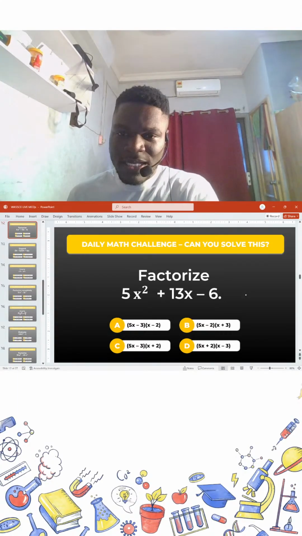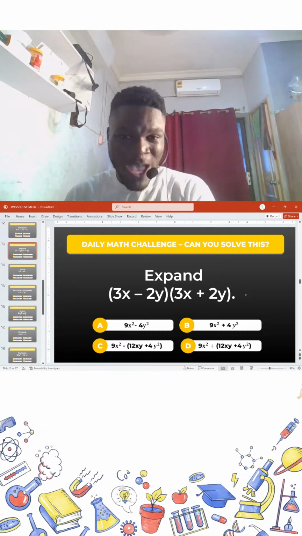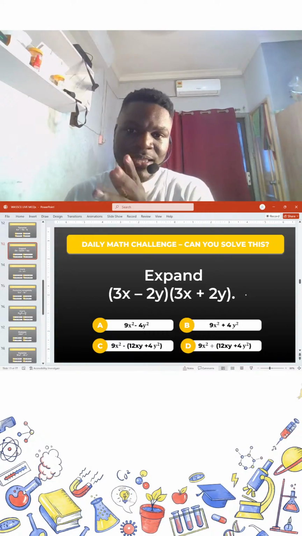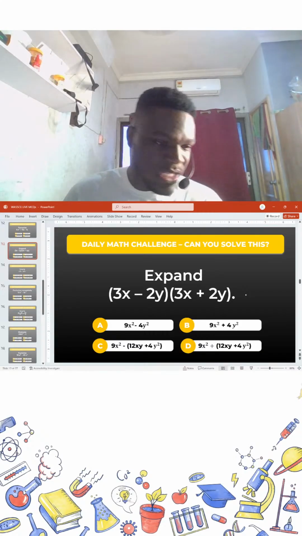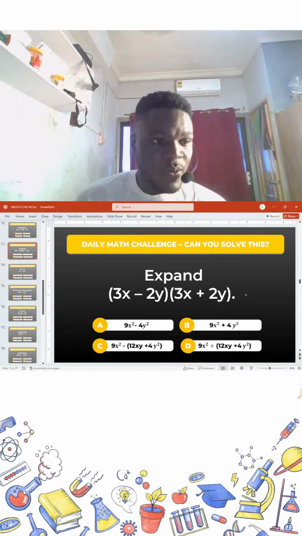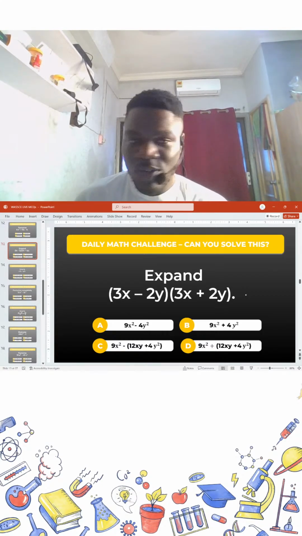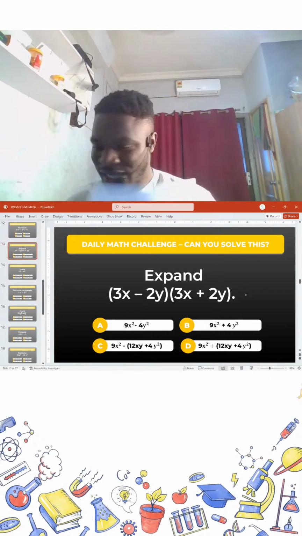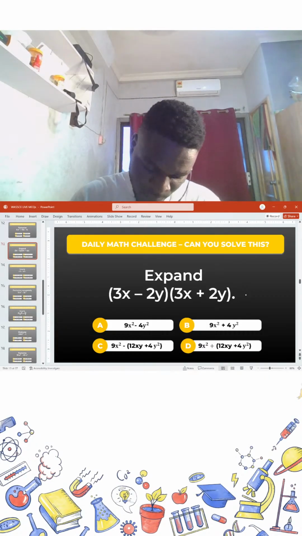Now let's look at the next question. We have to expand 3x minus 2y, bracket closed, another bracket, 3x plus 2y. We have to expand this particular expression. So guys, as always, we have 1 minute. Let's quickly expand this, and then we look at the solution to this problem. Let's quickly expand that expression. We have 3x minus 2y.